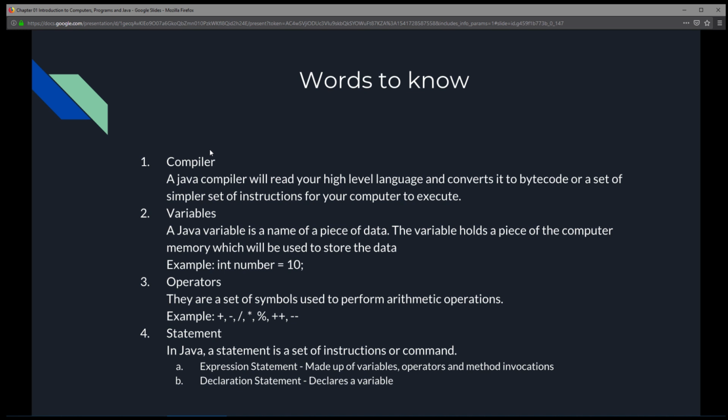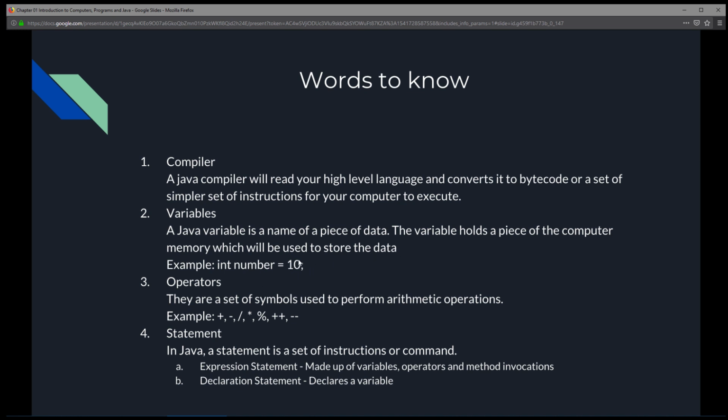All right. The next thing is variables. So what is a variable? Well, a Java variable is a name, right? A name of a piece of data. So sometimes a lot of people get confused. What is a variable? What does it do? How do I use it? How do I create it? Well, just as long as you remember, a Java variable is just simply a name of a piece of data. And the variable holds a piece of the computer memory which will be used to store the data.